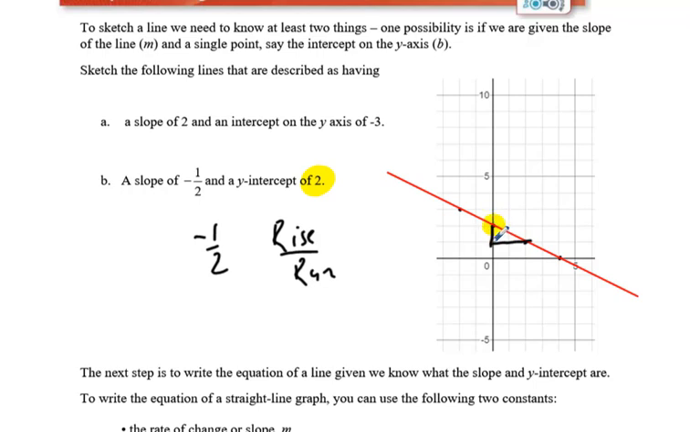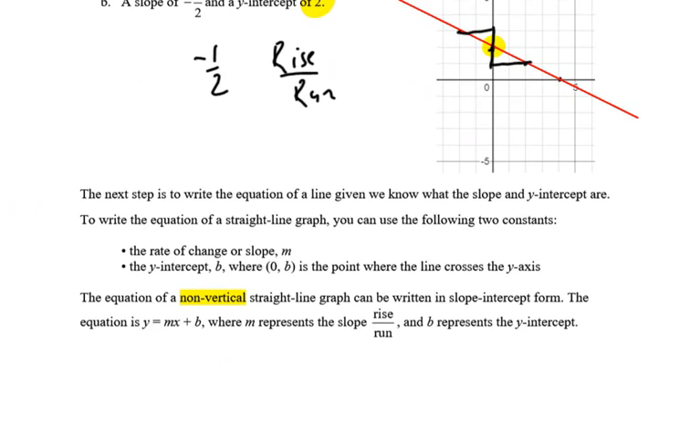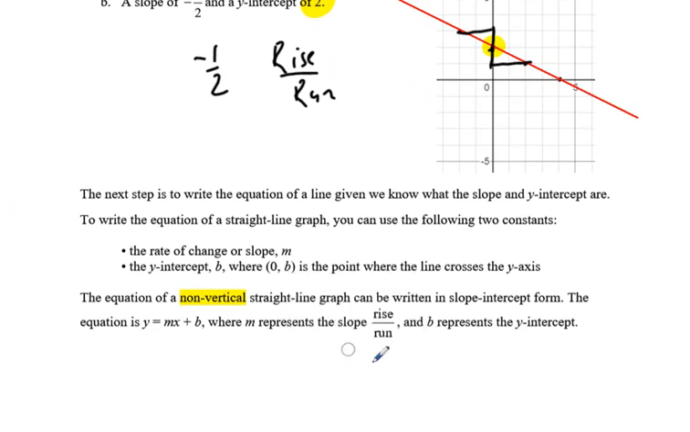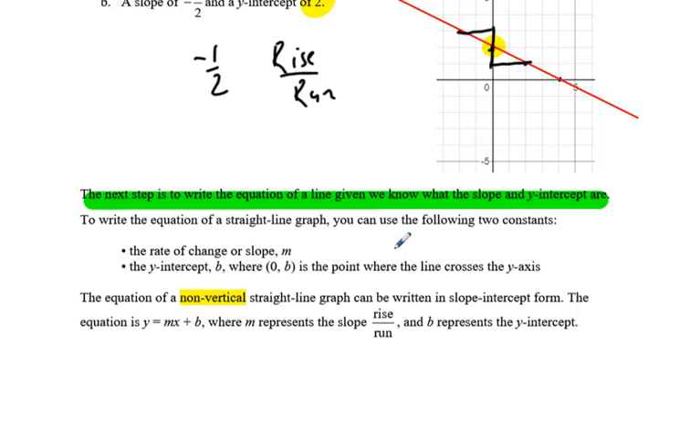Alternatively, I could think of rising up 1 and going back 2, and that gives me another point, doesn't it? Okay, so what's our next step here? The next step that we're going to be thinking about is we want to come up with equations. So the next step is to write the equation of a line given that we know its slope m and its y-intercept.